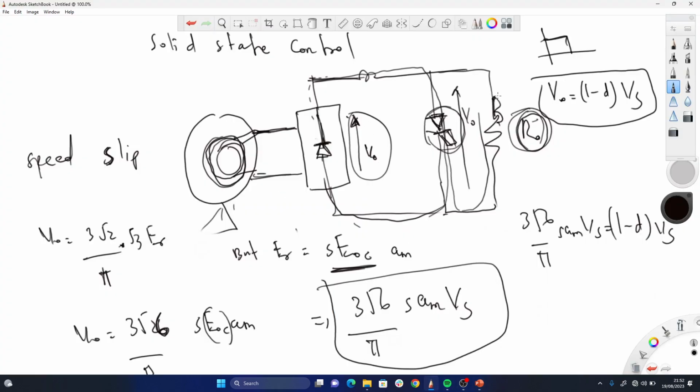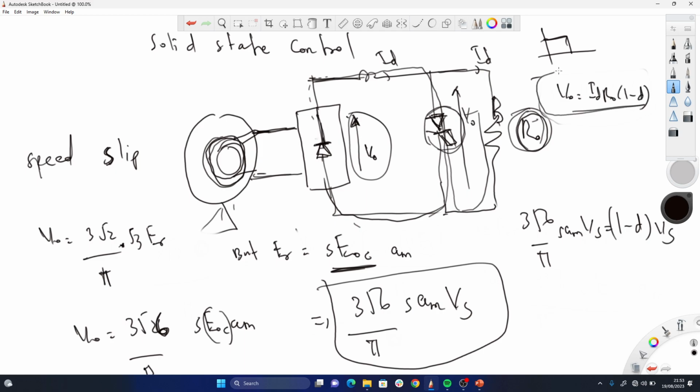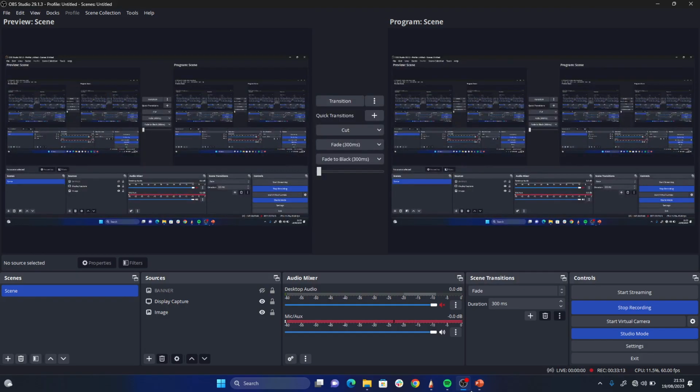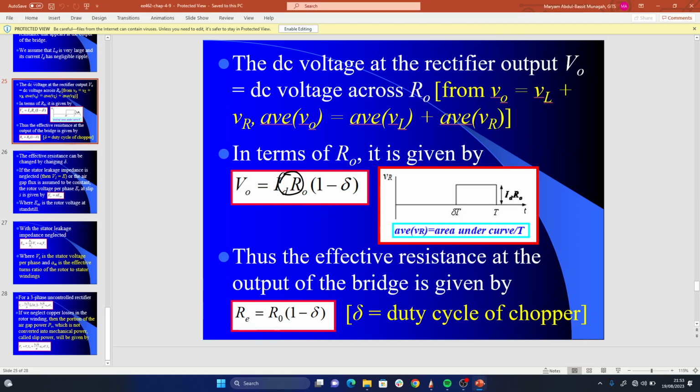And that voltage is ID R naught. The voltage here will be the current. This current is ID, so ID comes here. I have ID times R naught. So let me clean this part here. V naught is equal to ID R naught multiplied by 1 minus delta. So this V naught here, that's our V naught as we have there. Okay. Sure.